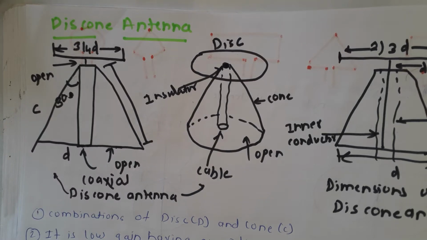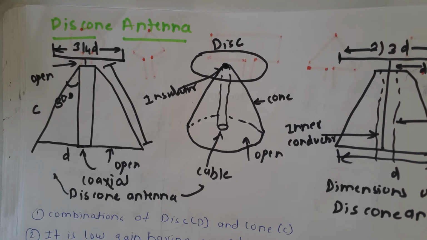Hello students, today we will see what is a disc cone antenna. As the name suggests, a disc cone antenna is a combination of a disc and a cone in close vicinity, as sketched in the figure. It is derived from the ground plane antenna.